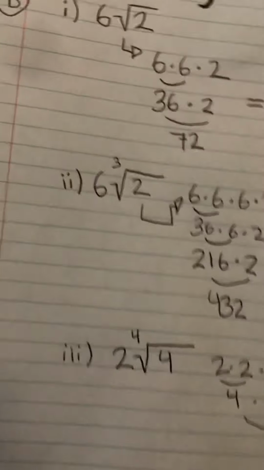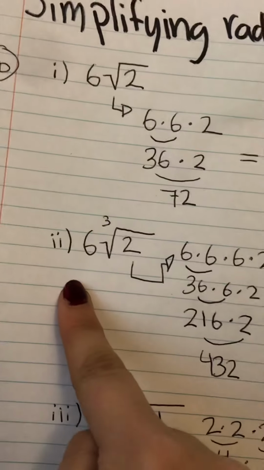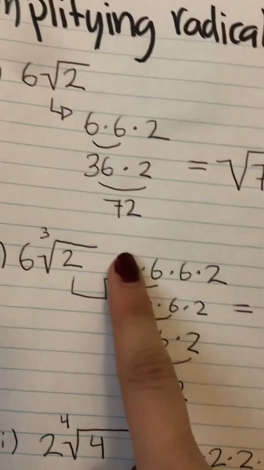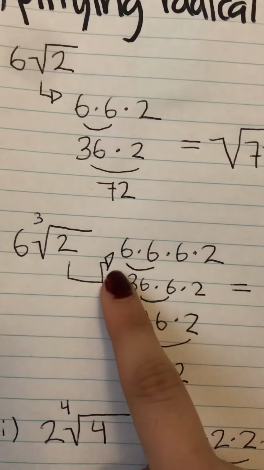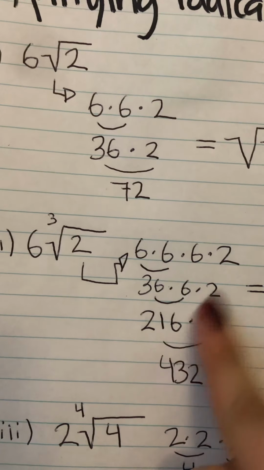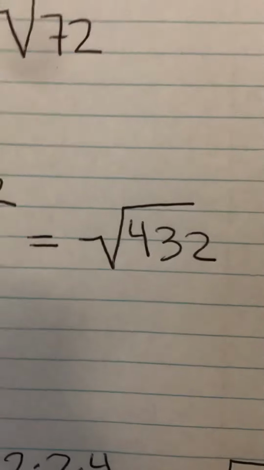Here, the index is 3, which means you're going to cube the 6 and then times it by 2. So I just broke it down, because I know 6 times 6 is 36, times 6 is 216, times 2 is 432. The answer is 432.